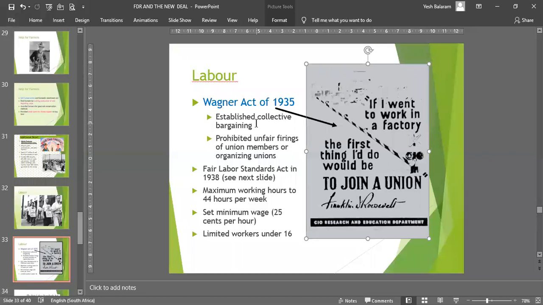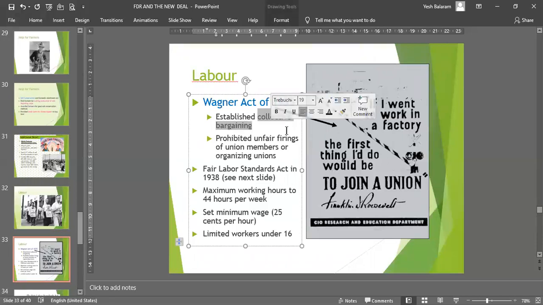So one of the things that Roosevelt introduced was what was called the Wagner Act of 1935. And there's a poster related to this. It said, if I went to work in a factory, the first thing I'd do would be to join a union. And this was a poster actually created by Roosevelt. What he was telling workers to do, in effect, was protect yourself from being exploited. Make sure you're part of a labor union, which will have what's called bargaining power, collective bargaining power.